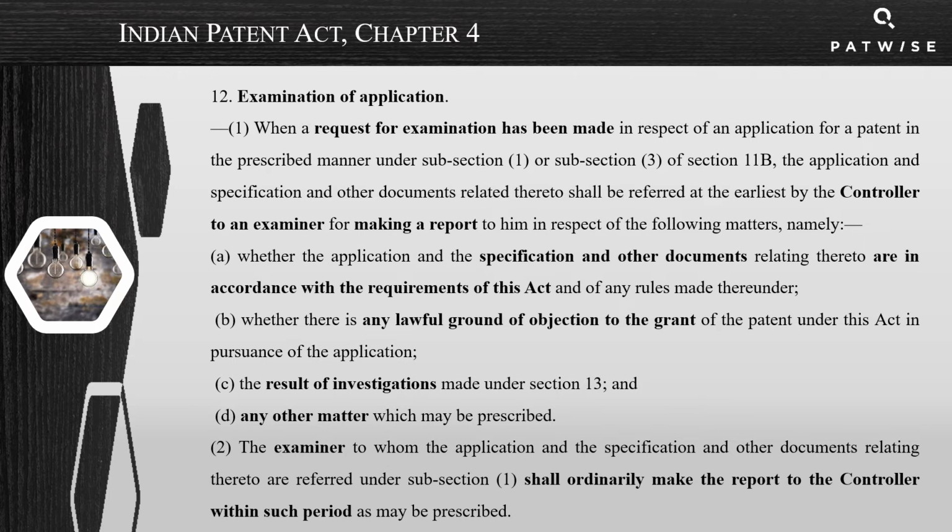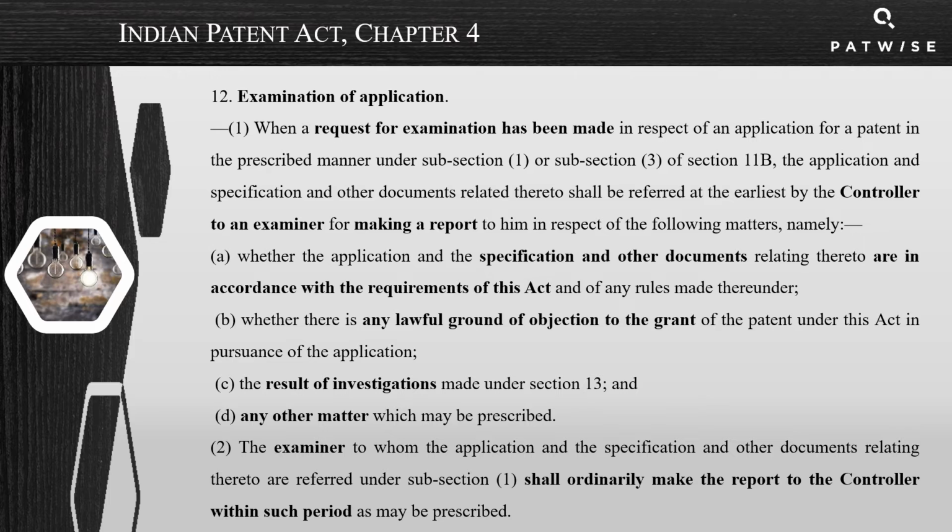Section 12 talks about the examination of application. So the process is, after publication and the examination request, a particular patent application is forwarded to a patent examiner for initiating the examination process. When this examination process begins, it is the controller who marks an application to the examiner to prepare an examination report. It's called the First Examination Report, FER, or simply a patent examination report. Now the examiner has to check certain grounds, prepare a report and send it back to the controller.